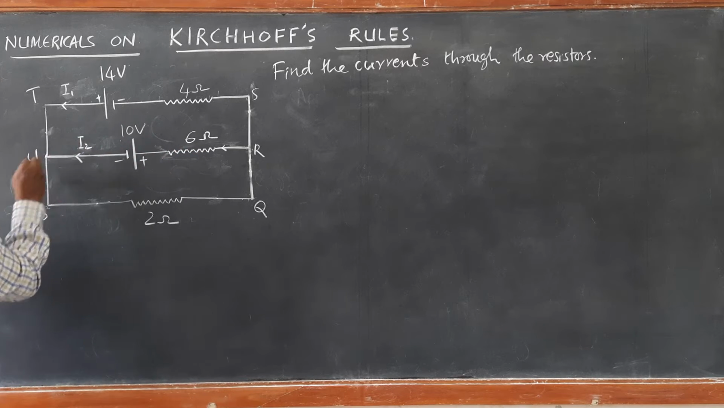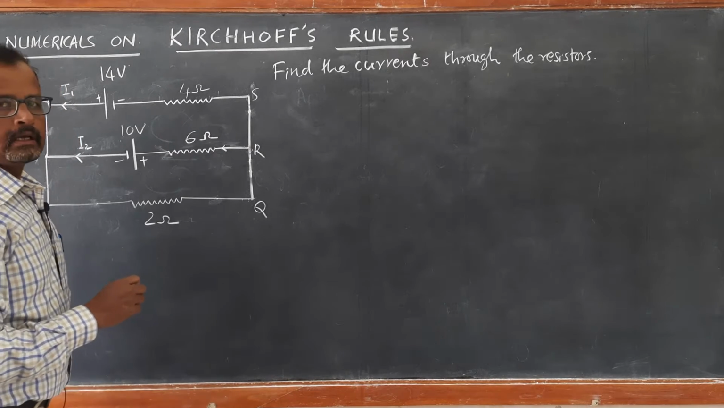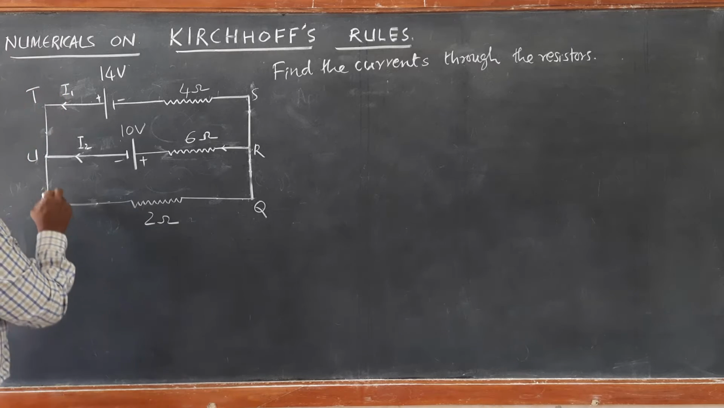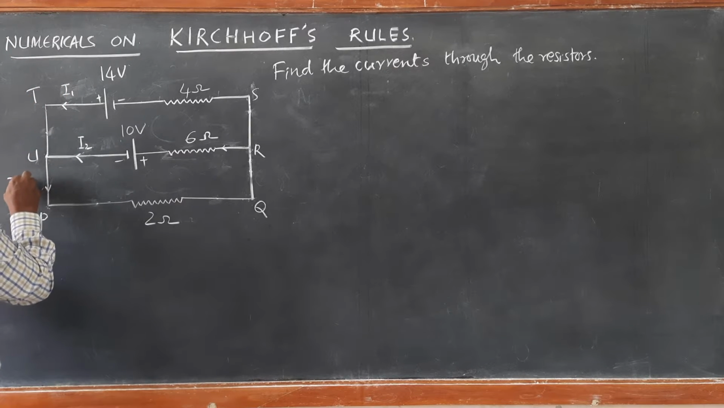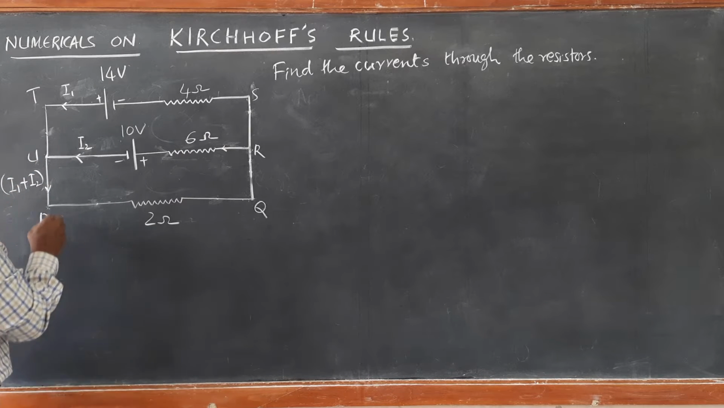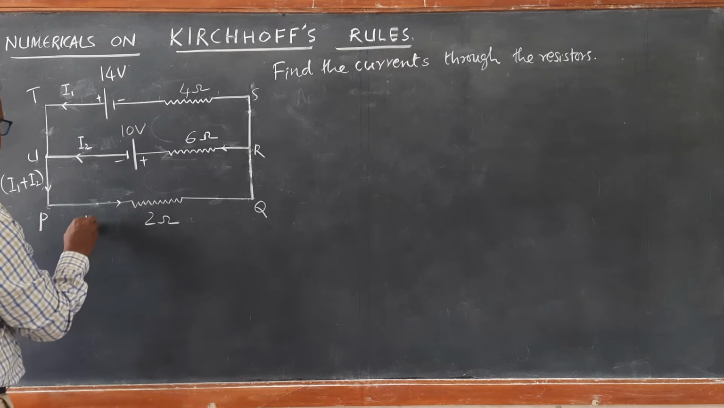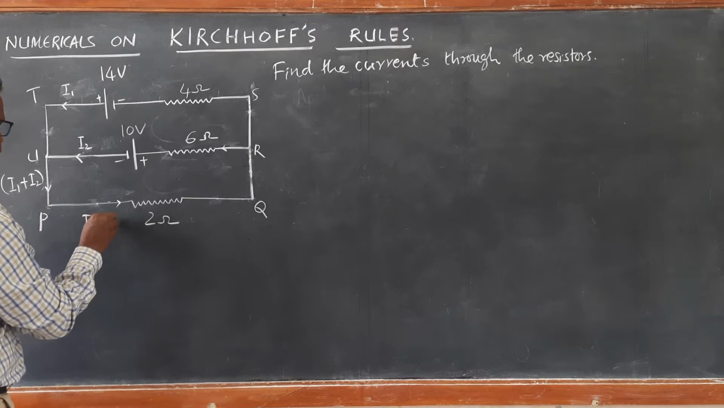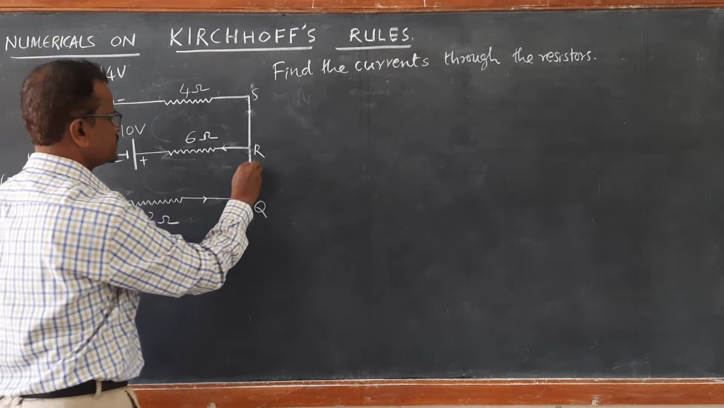So, at junction U, if you apply KCL, Kirchhoff's current law, then it becomes I1 plus I2. So, the current will be I1 plus I2, which will be flowing through P to Q. So, this is how we can show I1 plus I2, right. So, the I1 plus I2 continues over here.